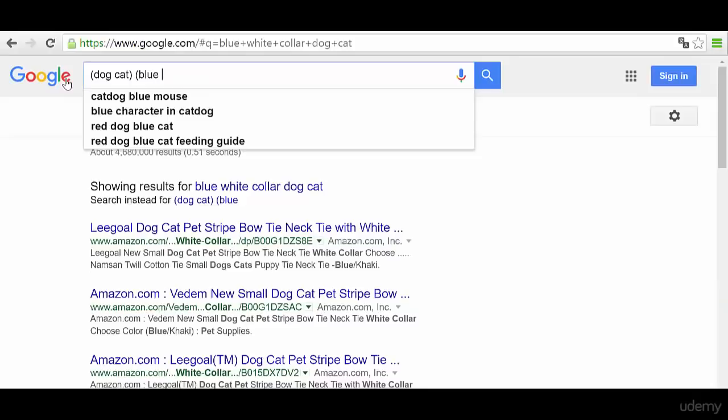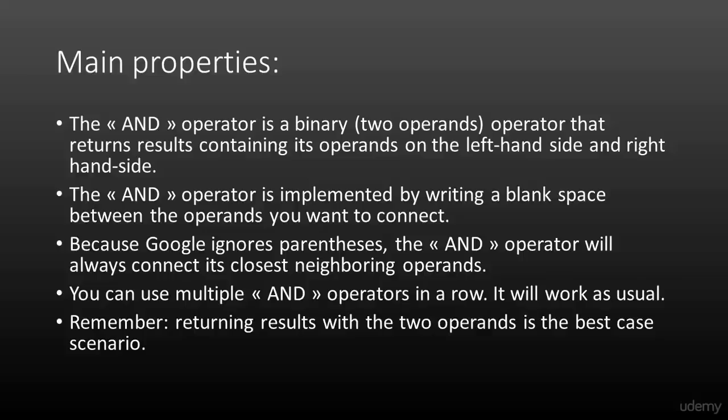Remember, returning results with the two operands is the best case scenario. In some cases, if there are not so many results with the operands you want, it may return only one of them. Thanks for having watched this lecture, and I hope you understand how the AND operator works now.